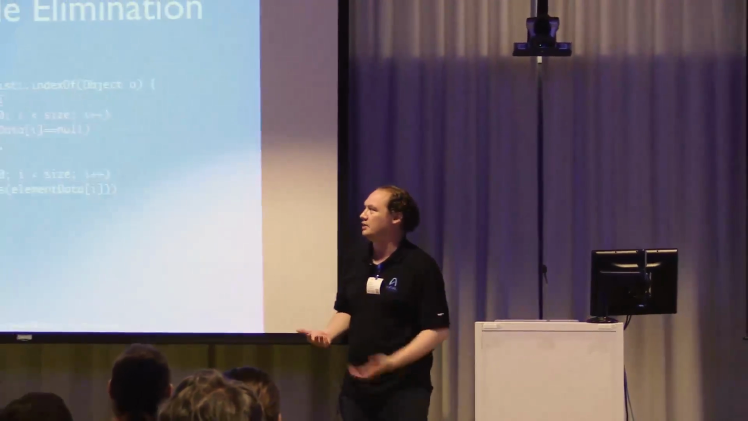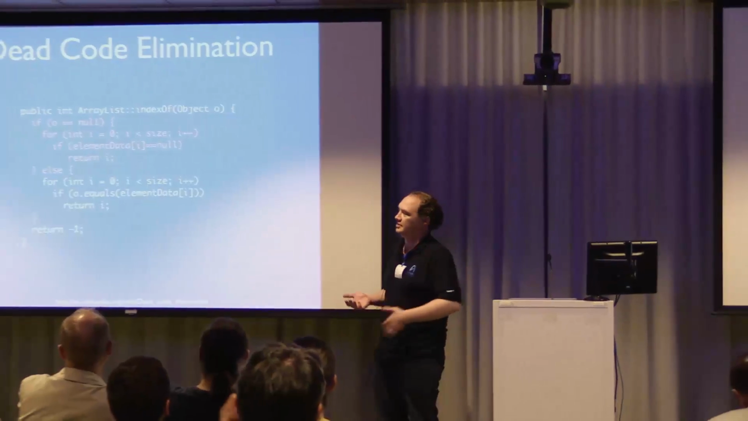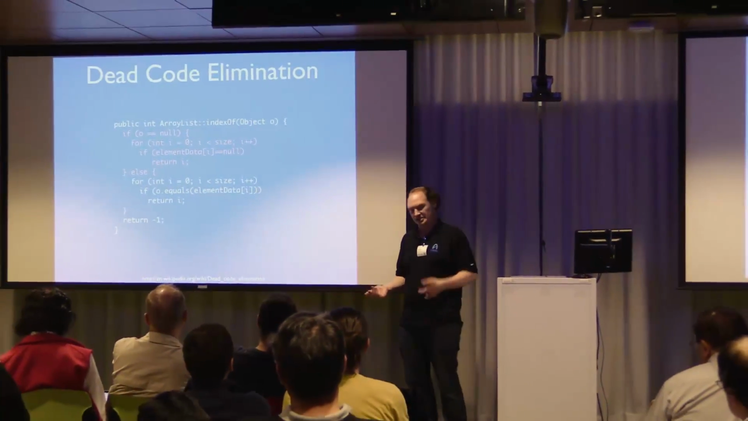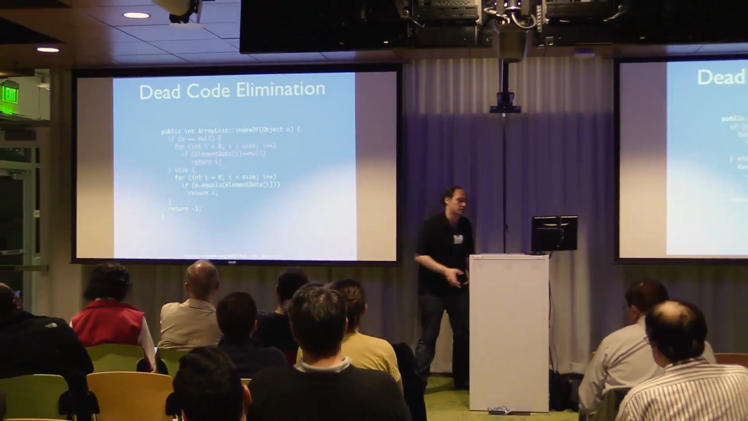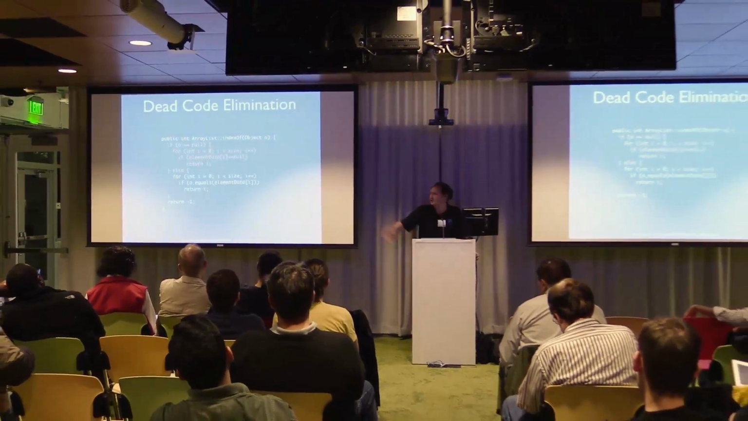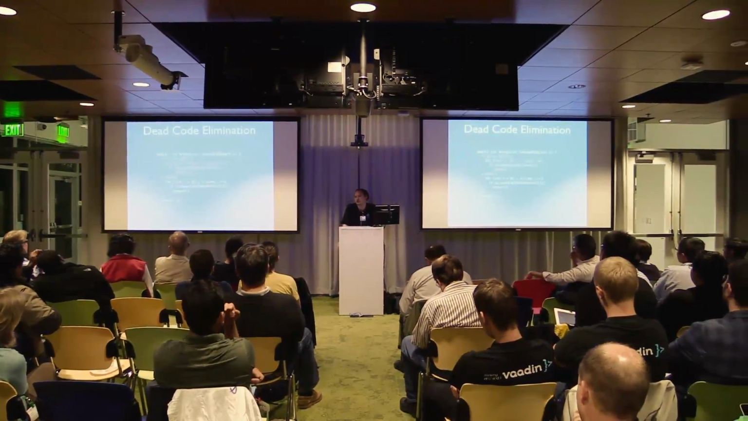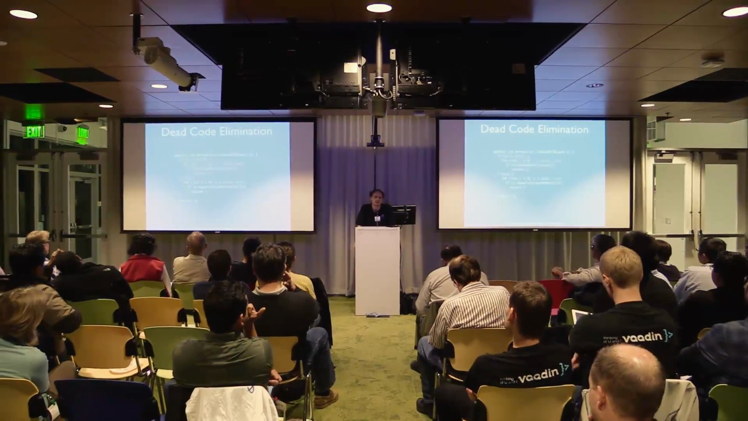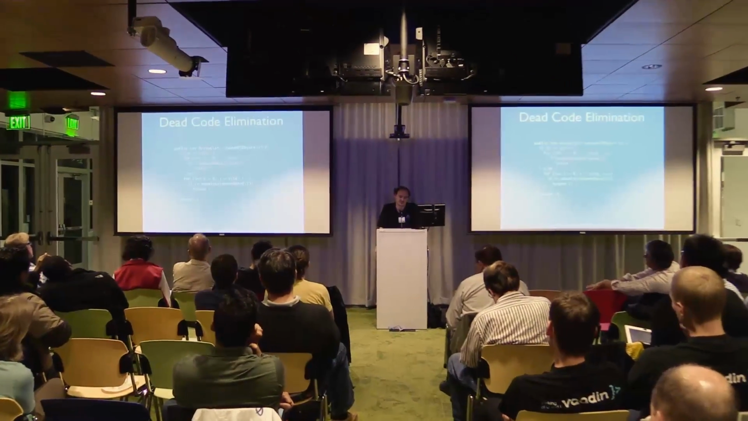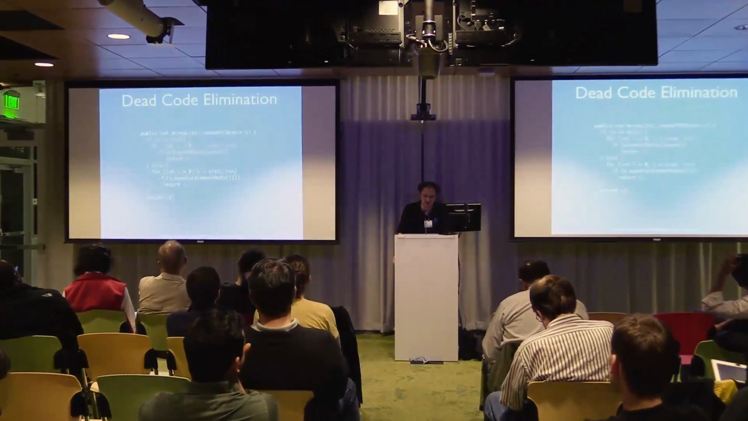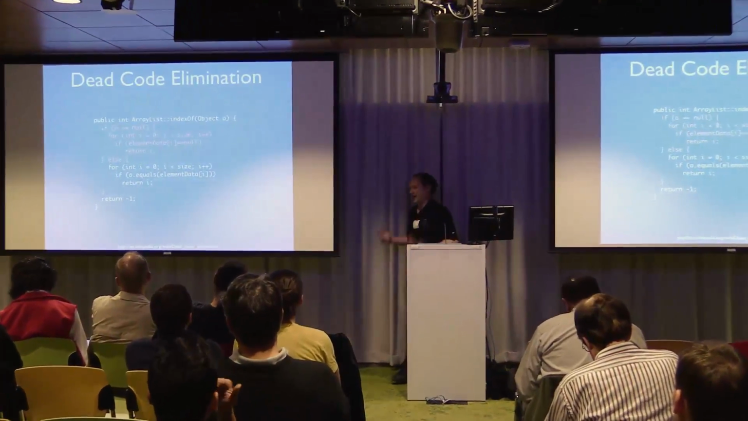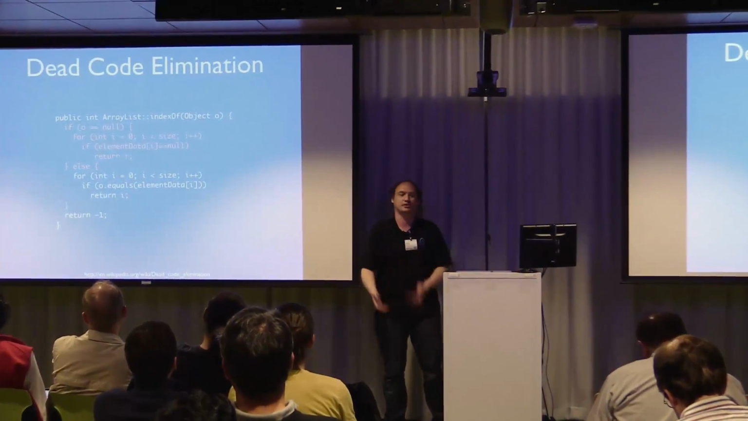We can also do dead code elimination. Imagine for a moment that somehow the compiler knows that ArrayList indexOf is not receiving a null. That's probably not the common case. Well, then this whole first part of ArrayList indexOf is just not used. It's dead code. We don't need it. It never happens. Just get rid of it. Okay, but how could it possibly know that?